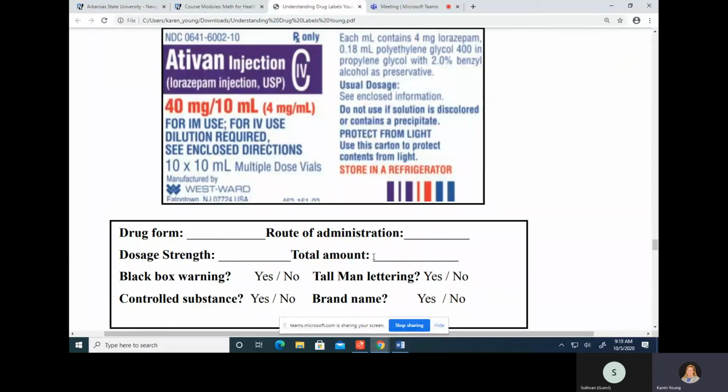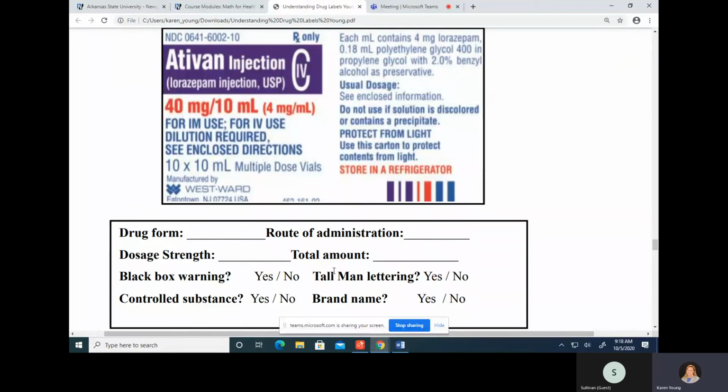The dosage strength when it's in liquid form like this is going to be per milliliter, just like our supply dosage. How many milliliters is in the bottle, the total amount, or in the vial? That one's kind of tricky also. There's 40 milligrams, it's the amount of medication in a 10 milliliter vial. But how many milliliters of solution? So the 10 by 10 milliliters. So the 4 milligrams per milliliter?